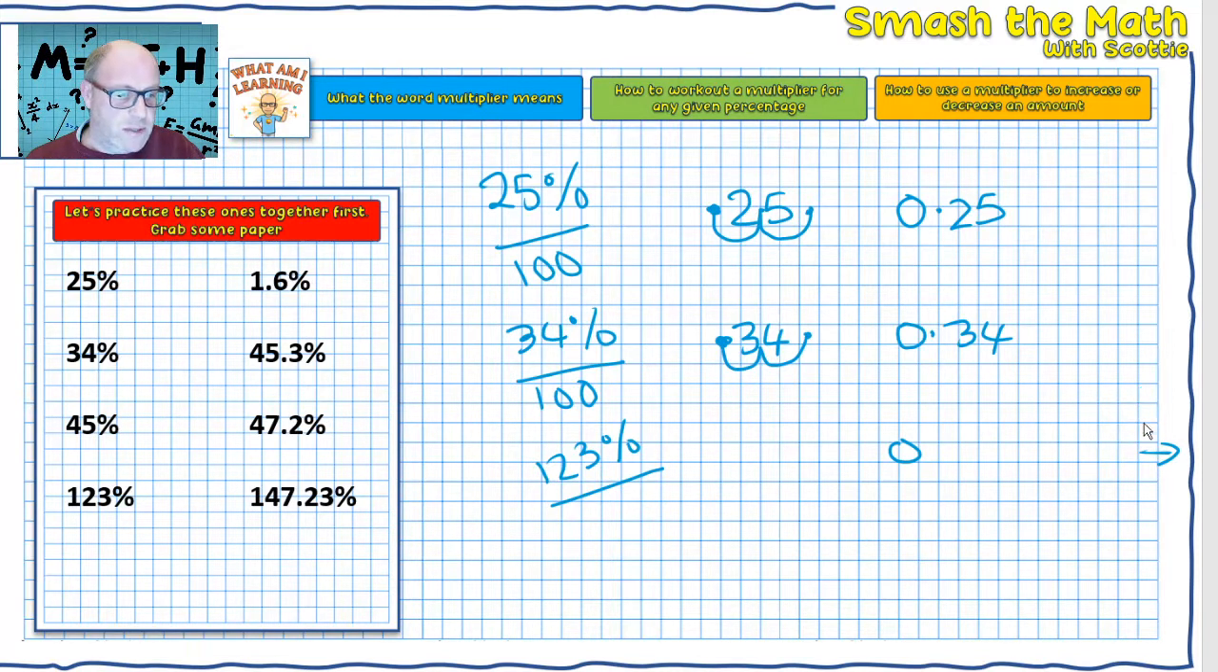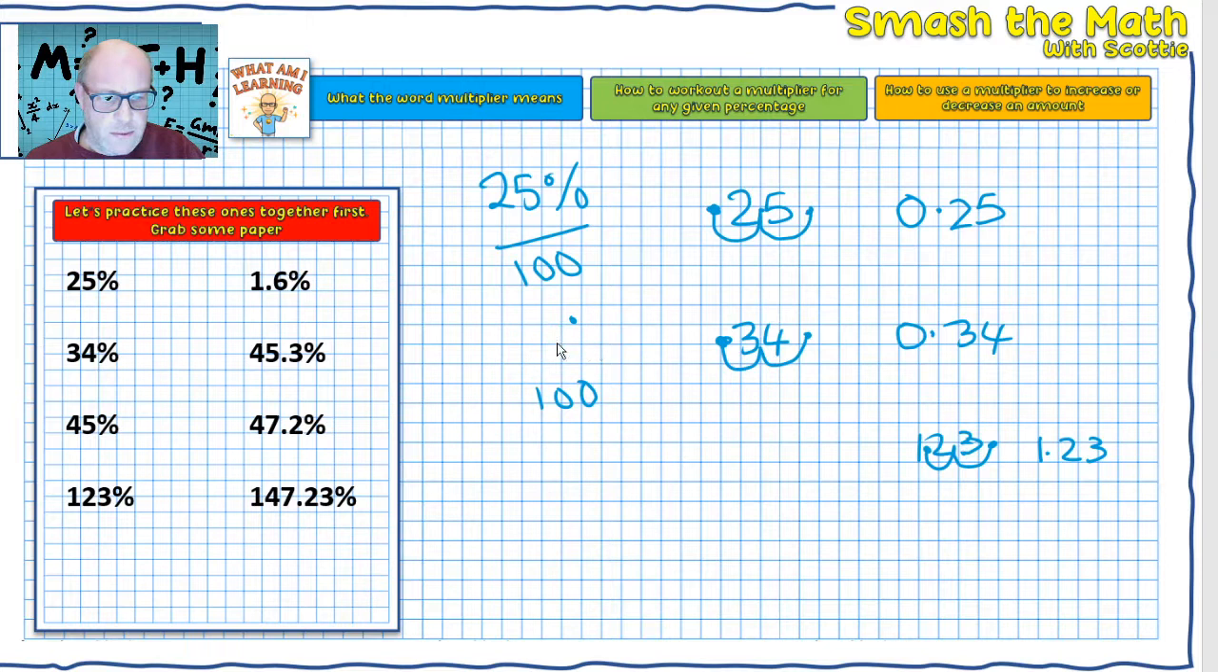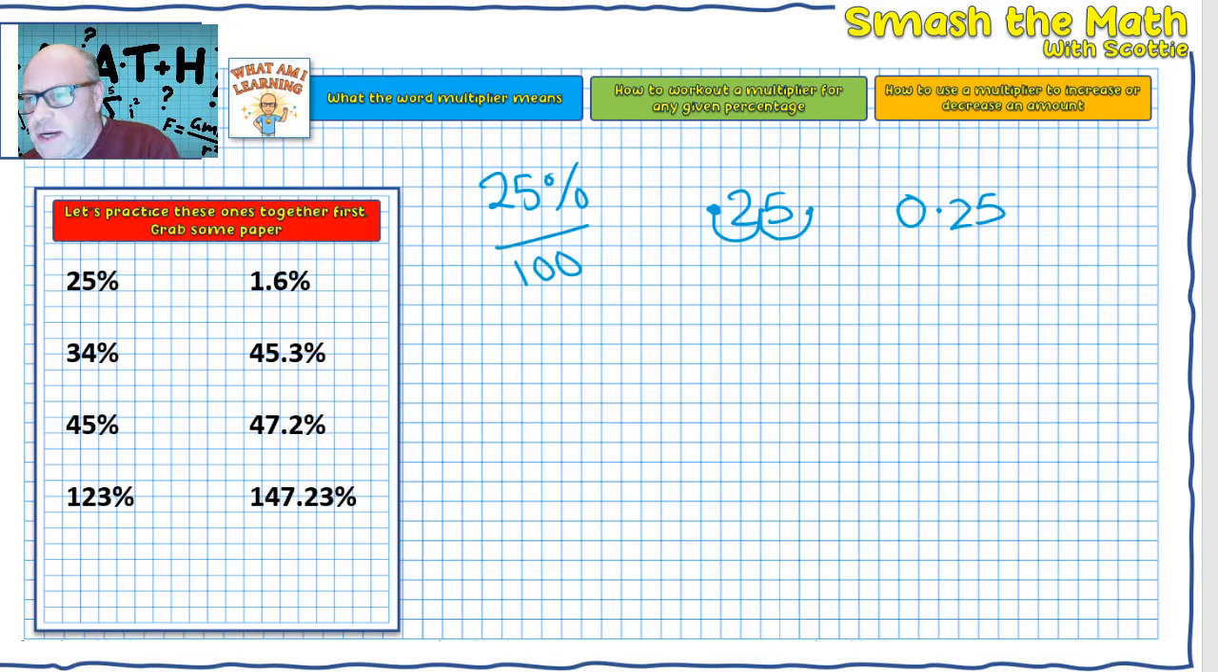Same principle applies, so let's just get rid of that. 123 divided by 100. Again, I'm shifting it 2 places, so it becomes 1.23. Okay? Right, let's just get myself some room and then we can try a couple more. Like anything with maths, it's just practice, practice, practice.